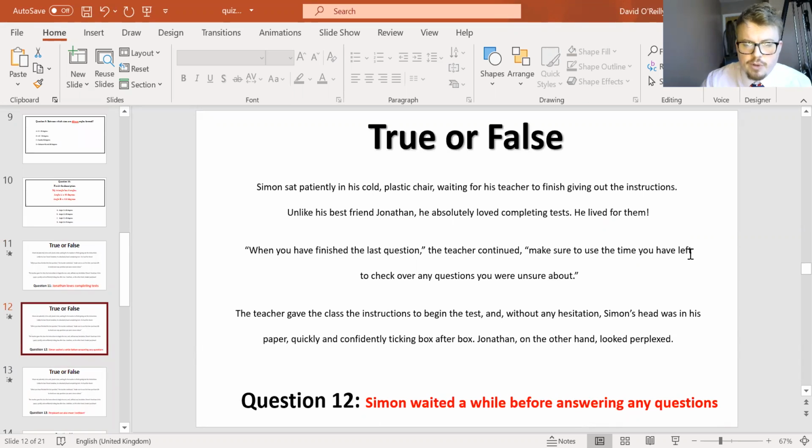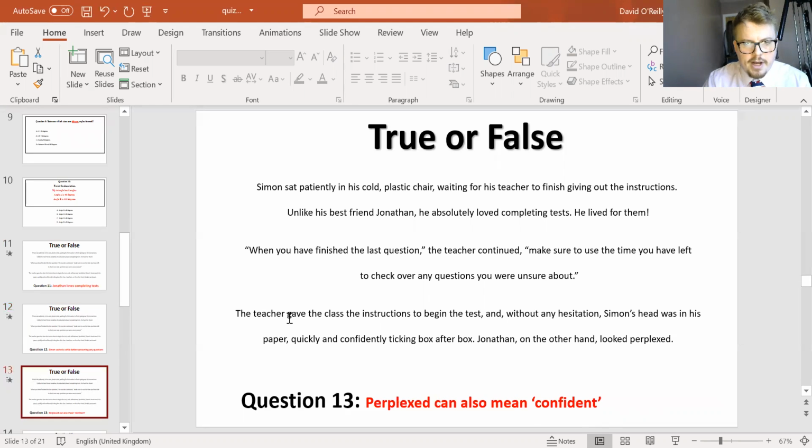The next question is, Simon waited a while before answering any questions. That's also false because if we look at the last paragraph, at the bottom, it says, the teacher gave the class the instructions to begin the test, and without any hesitation, Simon's head was in his paper. So what we can infer from that is, well, the word hesitation means to wait, doesn't it? It means just to sit and wait for a little while. Well, Simon didn't hesitate. As soon as he got his paper, he was buried in his paper. He had his head in his paper and he was doing those questions as soon as he got the paper. So no, he did not hesitate. He did not wait a while. So the answer is false.